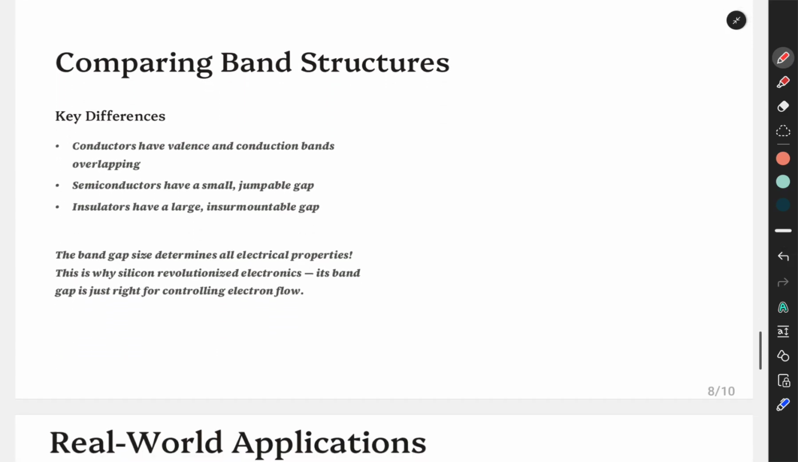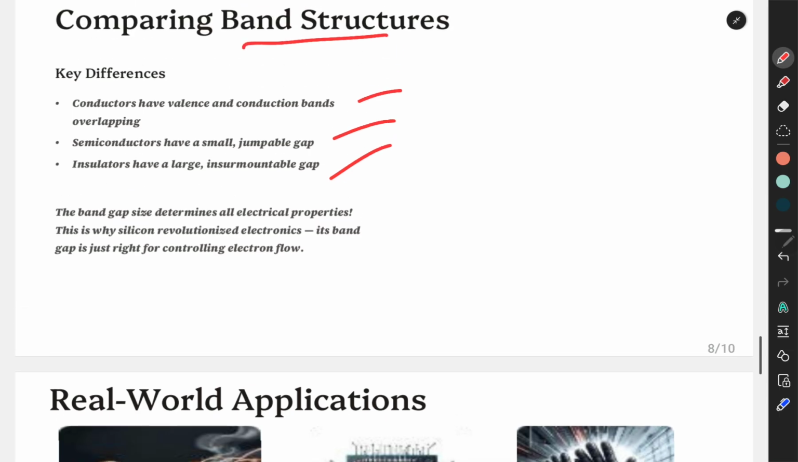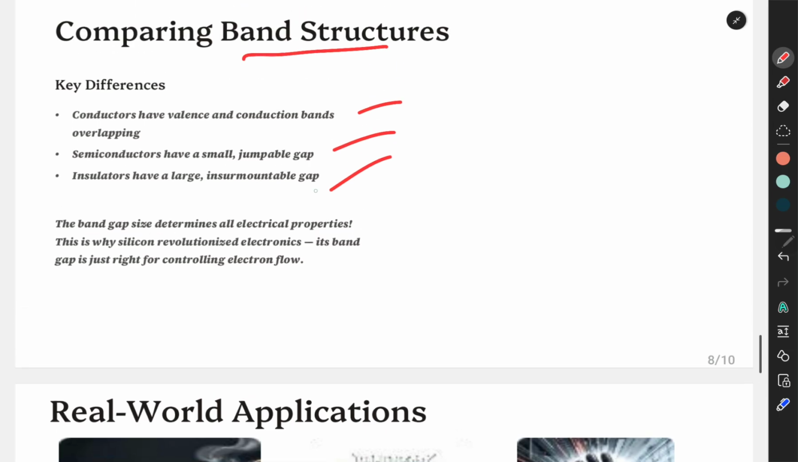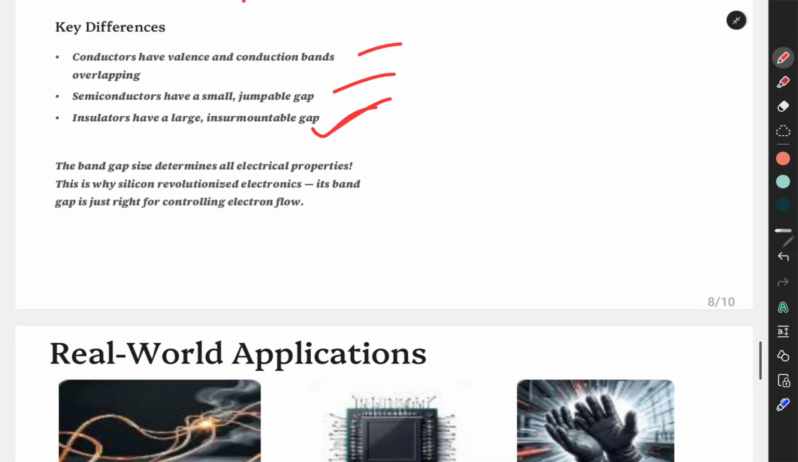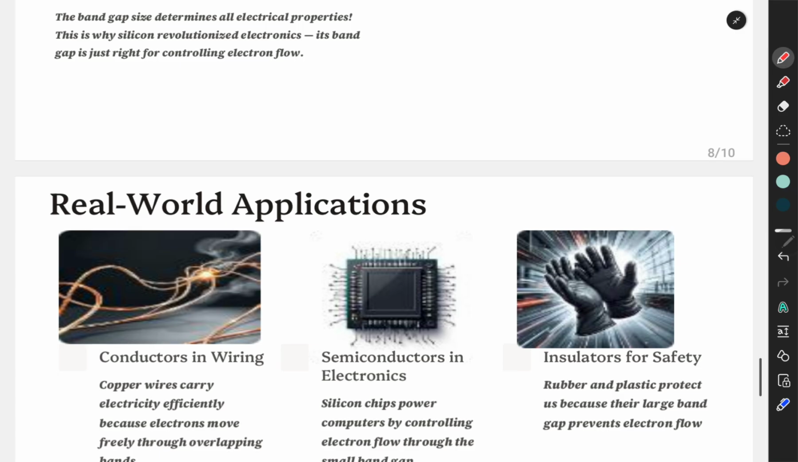Okay, comparing the band structures. In a similar way, conductors have the valence band and conduction band overlapping. Semiconductors have a small, jumpable gap. Insulators have a big amount of gap so that electrons may not jump.